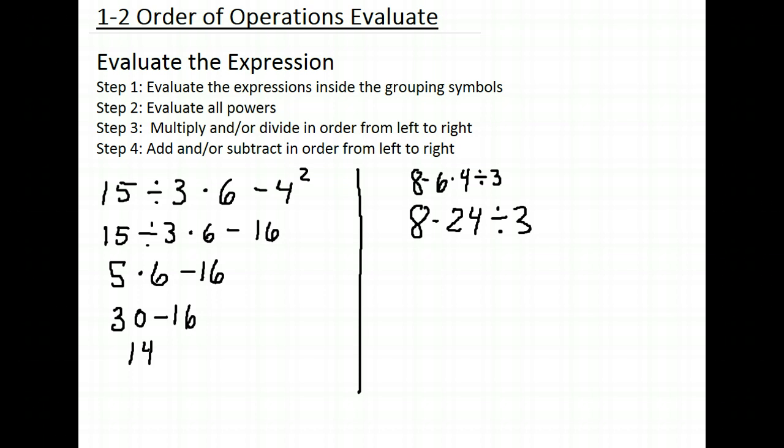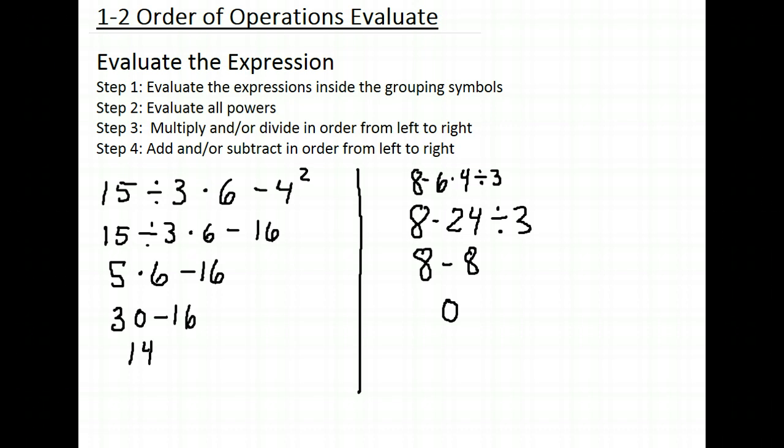So now we have 24 divided by 3. 24 divided by 3 is 8. So now I have 8 minus 8. And then we do our step 4, which is our subtraction. So 8 minus 8 is 0. So we come up with an answer of 0. So 8 minus 6 times 4 divided by 3 all comes out to 0.